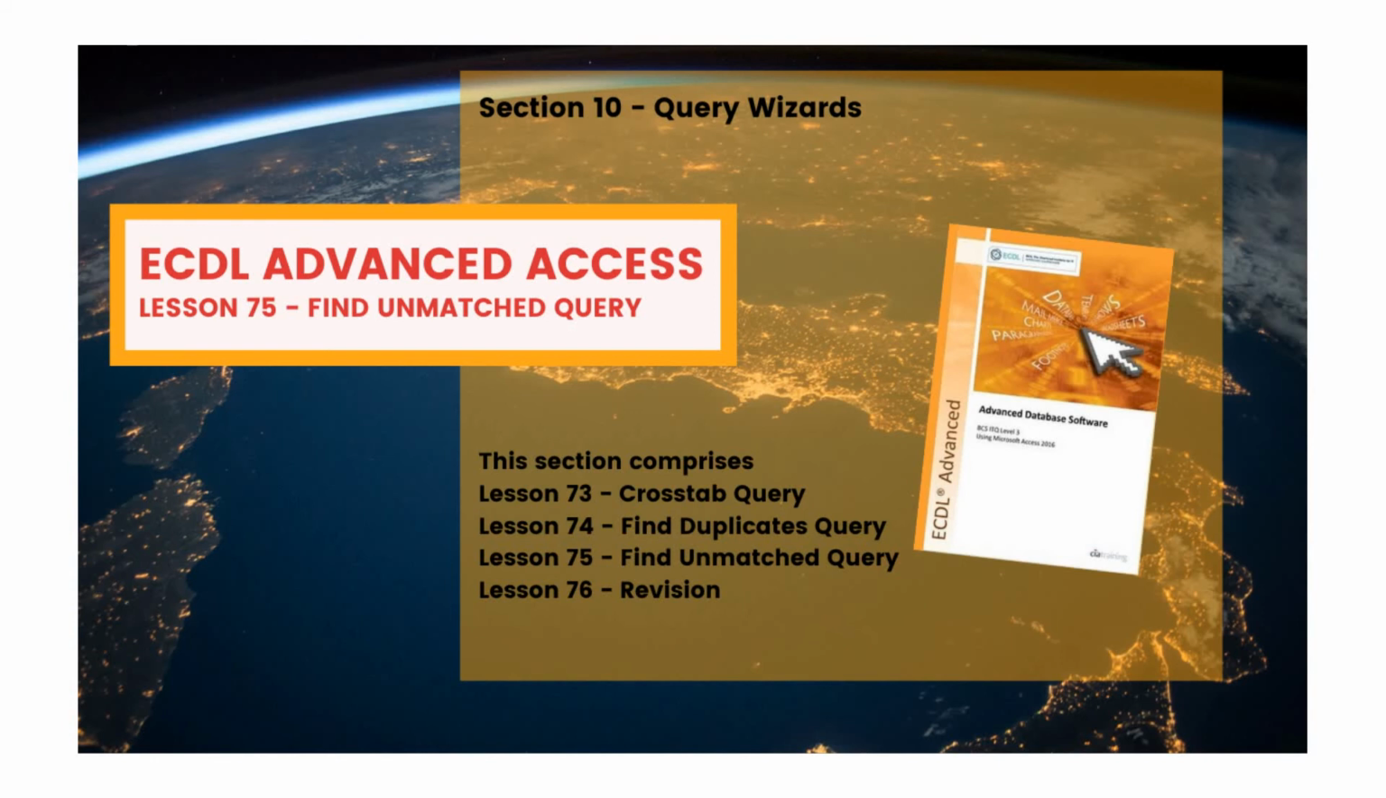Okay, we've now reached the end of Lesson 75, in which we've discussed Find Unmatched queries, which means we've now finished Section 10, which was on the topic of Query Wizards. Your job now is Lesson 76, which is a revision exercise, and it will test your understanding on cross-tab queries, Find Duplicates queries, and Find Unmatched queries.